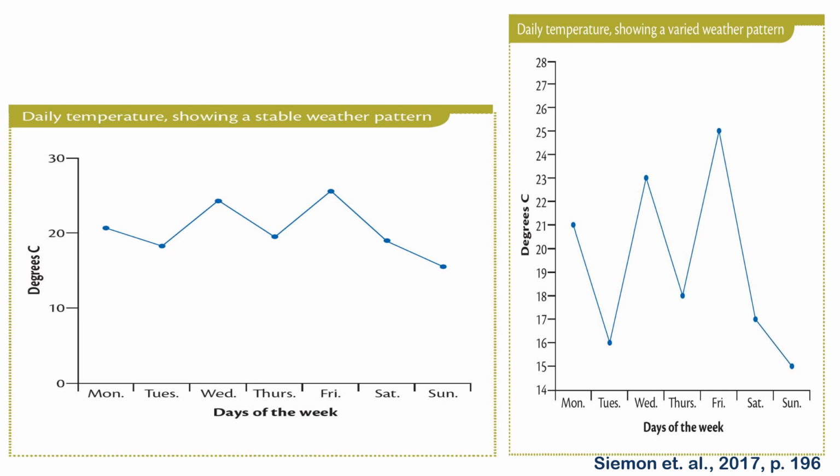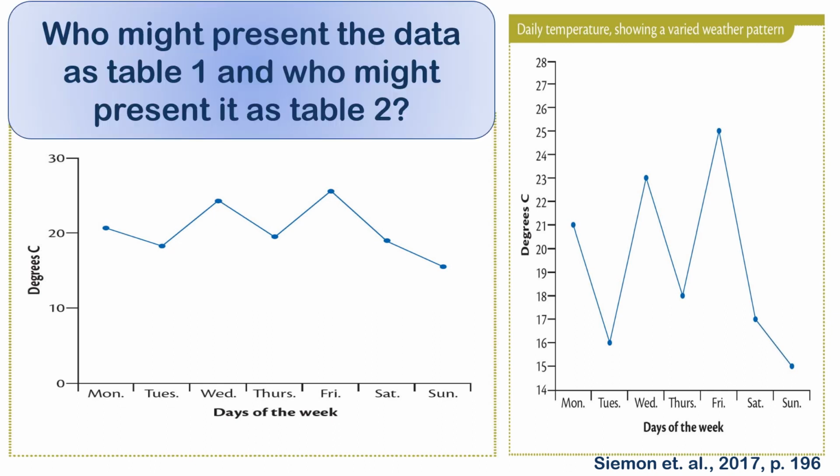So who would be advantaged in presenting the data as graph 1, and who might present it as graph 2? Well, perhaps graph 2 is an air conditioning salesman saying, wow, look at the big variations in temperature we have over the week. You're going to have to buy one of my super duper heating and cooling air conditioners so that you can manage your life into a constant temperature in your house.